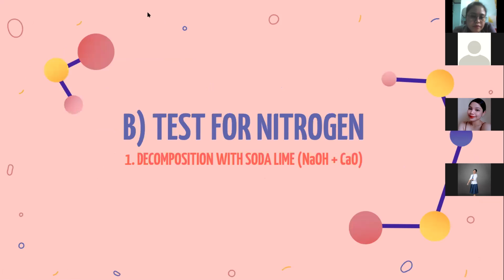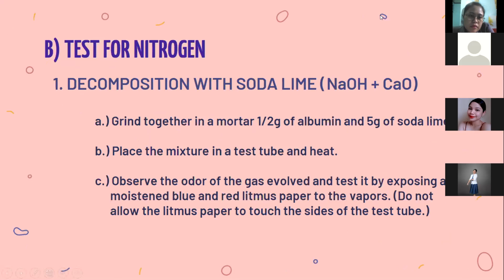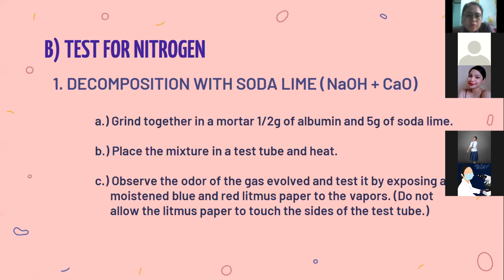Test for nitrogen. Decomposition with soda lime. Grind together in a mortar 1/2 gram of albumin and 5 grams of soda lime. Place the mixture in a test tube and heat. Observe the odor of the gas evolved and test it by exposing moistened blue and red litmus paper to the vapors. Do not allow the litmus paper to touch the sides of the test tube.